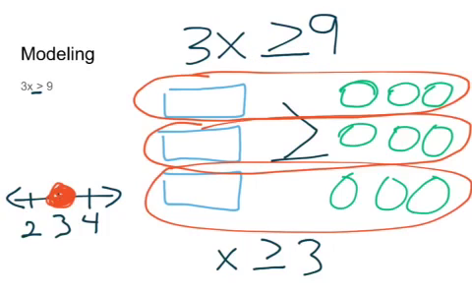And then I'm going to shade everything that is greater than 3, and that would be to the right. So I'm going to shade this direction. Okay. So that's just a model for solving it.